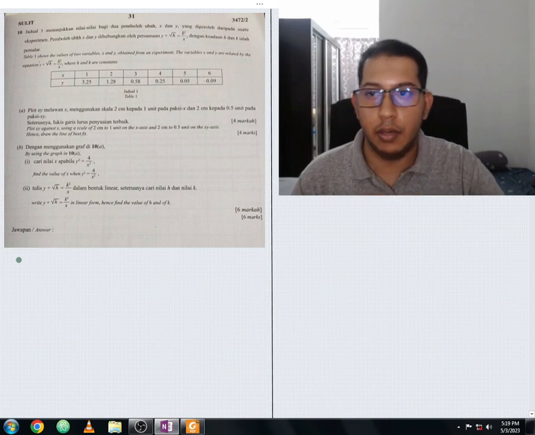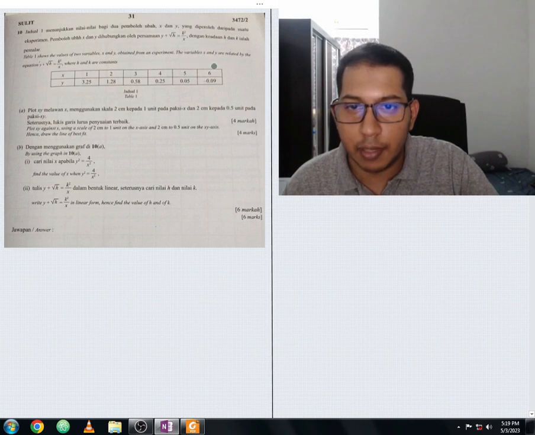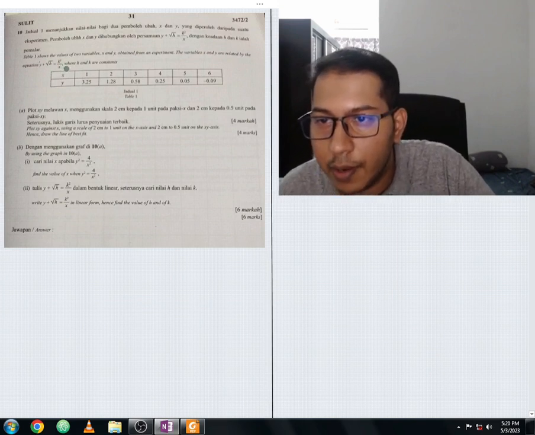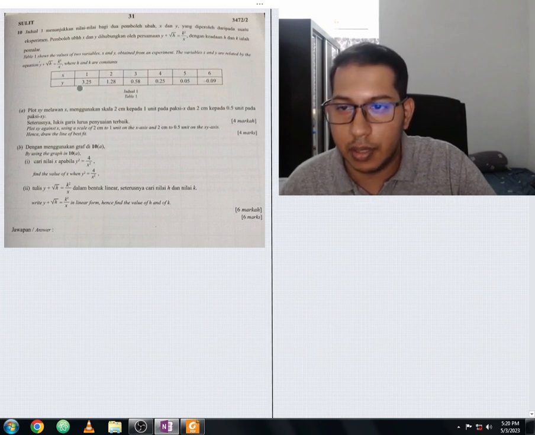Let me read the question now. Table 1 shows the values of two variables x and y obtained from an experiment. The variables x and y are related by the equation y plus square root h equals k square divided by x, where h and k are constants. So this is the table, consisting of x and y.